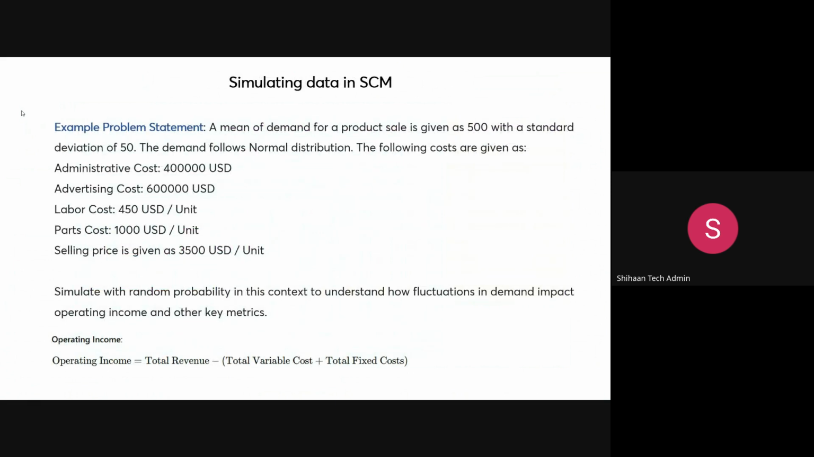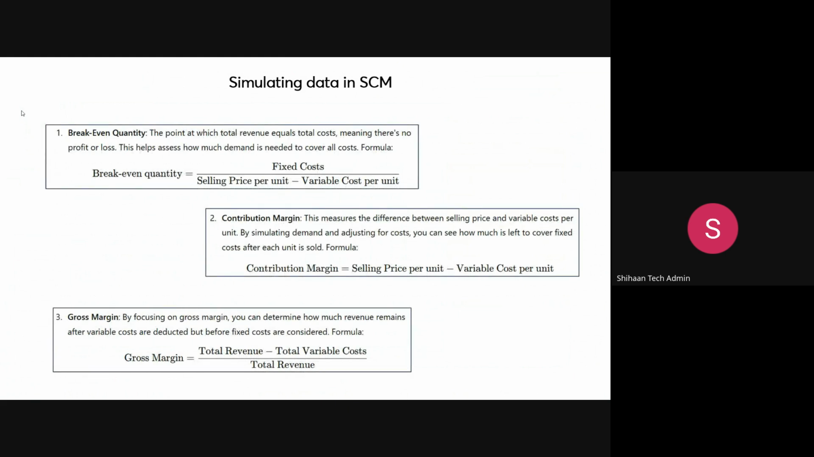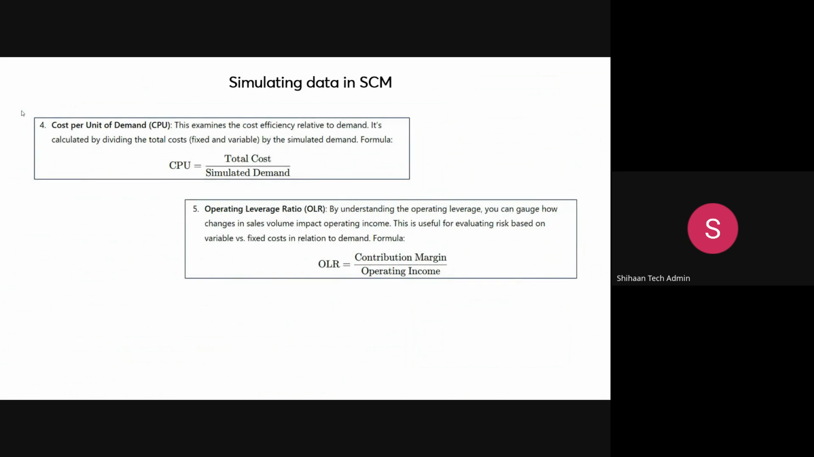We also did a Monte Carlo simulation, simulating demands based on random probabilities. We saw how we can optimize the demands and cost, our operating income, based on those demands. We also saw other factors you can derive from the simulation. I had given certain formulas which can be leveraged, derived from the same simulations.